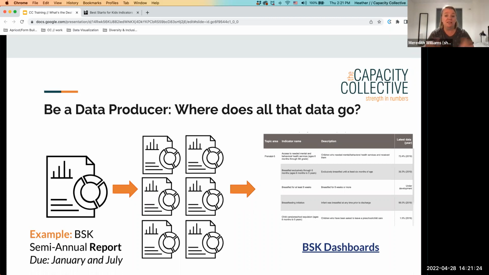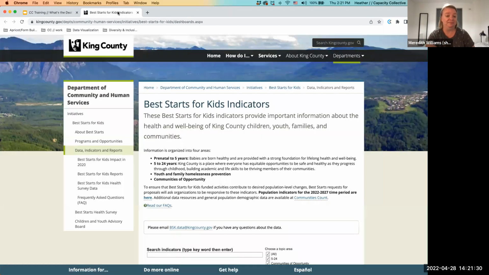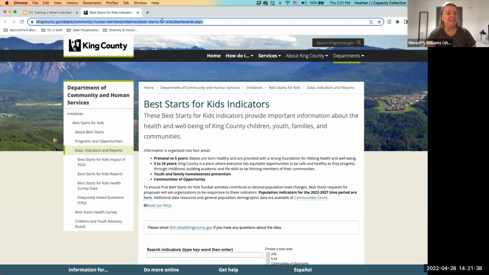So has anyone ever looked at the BSK dashboards? It's action packed, yeah, got some thumbs up. Yeah, it's actually, I mean, it's a lot. It's a little bit intense, but there's a lot in there to be found. So let's take a look.